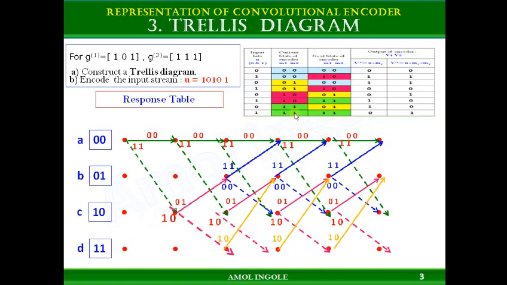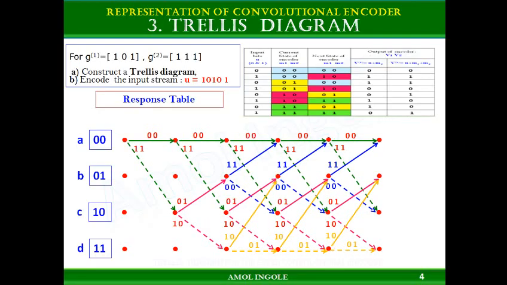So this can be shown with a straight dotted line like this. From 1 1 you will be in the same state, there won't be any state change. So no state change will be shown with a horizontal line like this. Dotted line is used because input bit is one. This 0 1 represents the corresponding output. So this is how you can complete the Trellis diagram using response table.